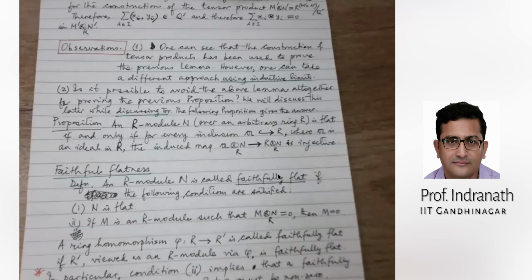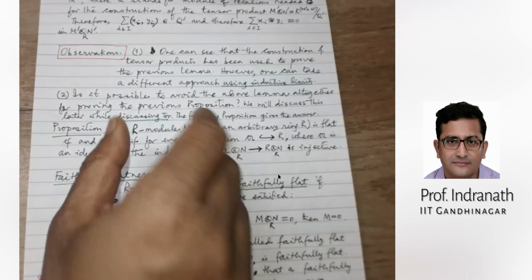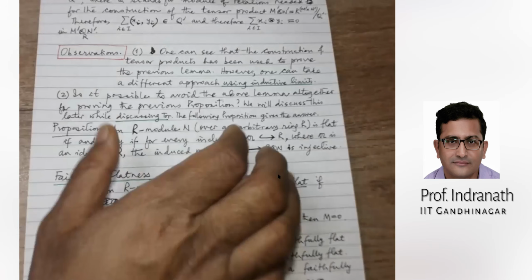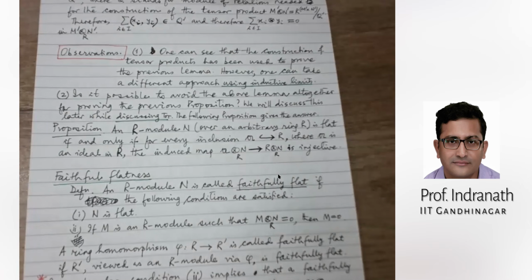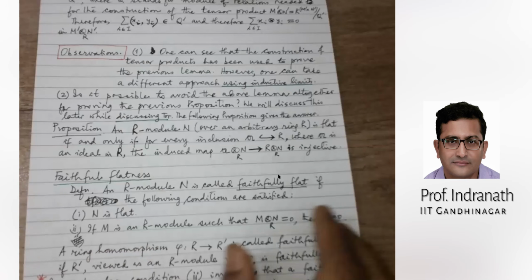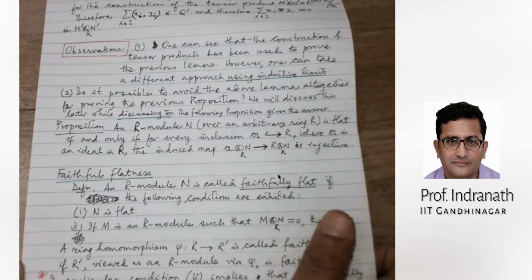If you look at this proposition, you can take it as an easy exercise that it immediately proves the previous proposition, what we have proved just now, that N is flat if and only if it satisfies this kind of triviality of that kind of equation, Ax equals. So let me quickly define the faithful flatness.